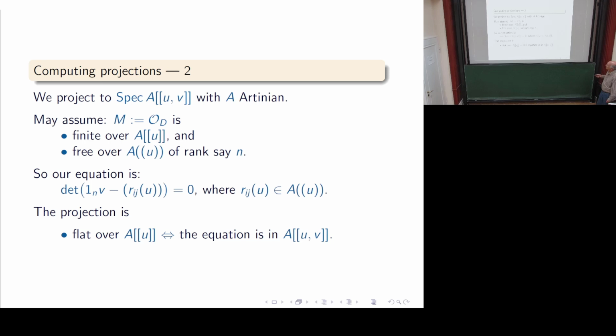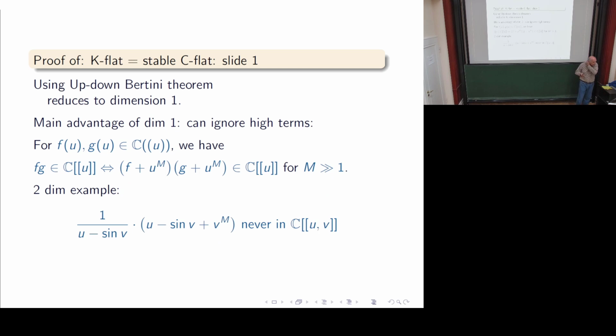And now it turns out that this is flat over the power series if and only if this equation is in the power series. And so somehow you have to check that when you compute the determinant, the negative powers cancel each other. And so this is why it's easier to work with curves.